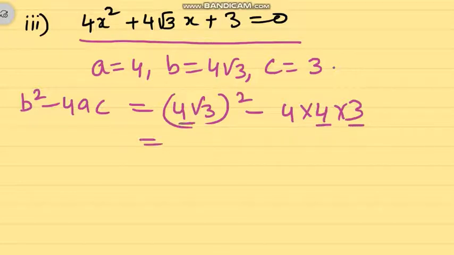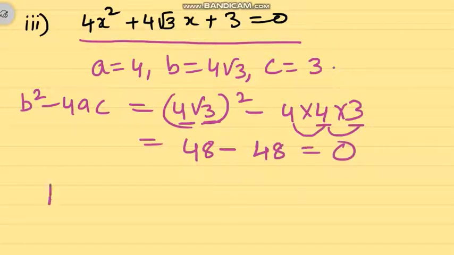So here you will get 4 4s are 16 and root 3 into root 3 is 3. So 16 3s are 48 minus 4 4s are 16 and 16 3s are 48. So here you can see that you are getting the discriminant as 0. b square minus 4ac is equal to 0. That means you will get two roots which will be equal. Now let us see how we shall get that.